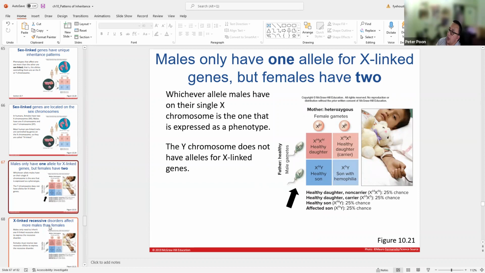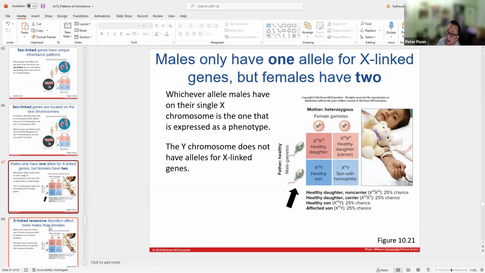Females usually have 2 copies. So if 1 copy doesn't work and 1 does, then you're okay. For females, it takes 2 faulty copies for you to be screwed over, so that occurs much less often. Let me give you an example.